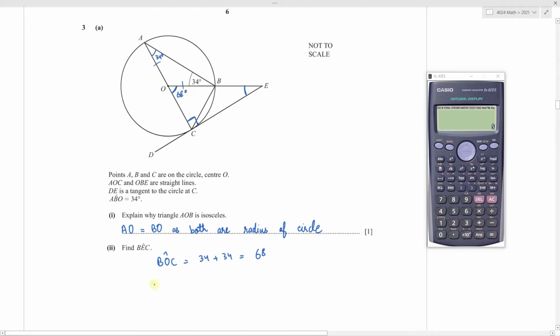So now 68 plus 90 plus angle BEC will be equal to 180 degrees. So BEC will be 180 minus 68 minus 90. So this is 22 degrees.